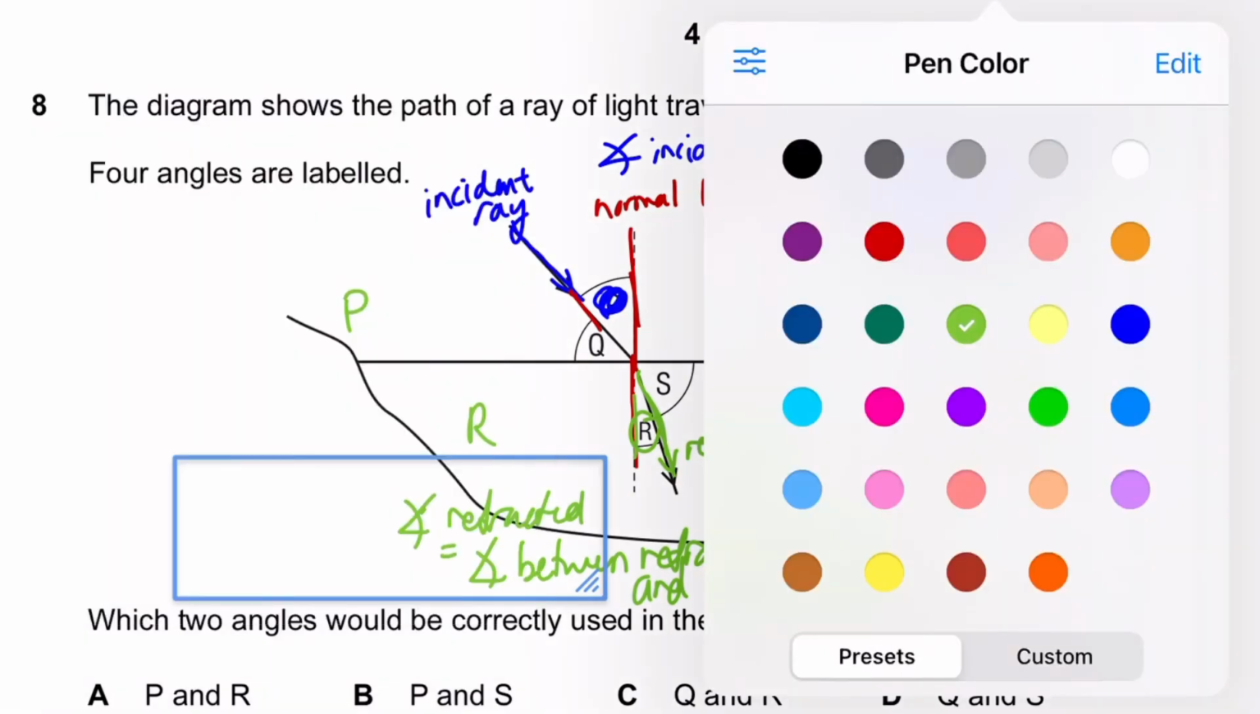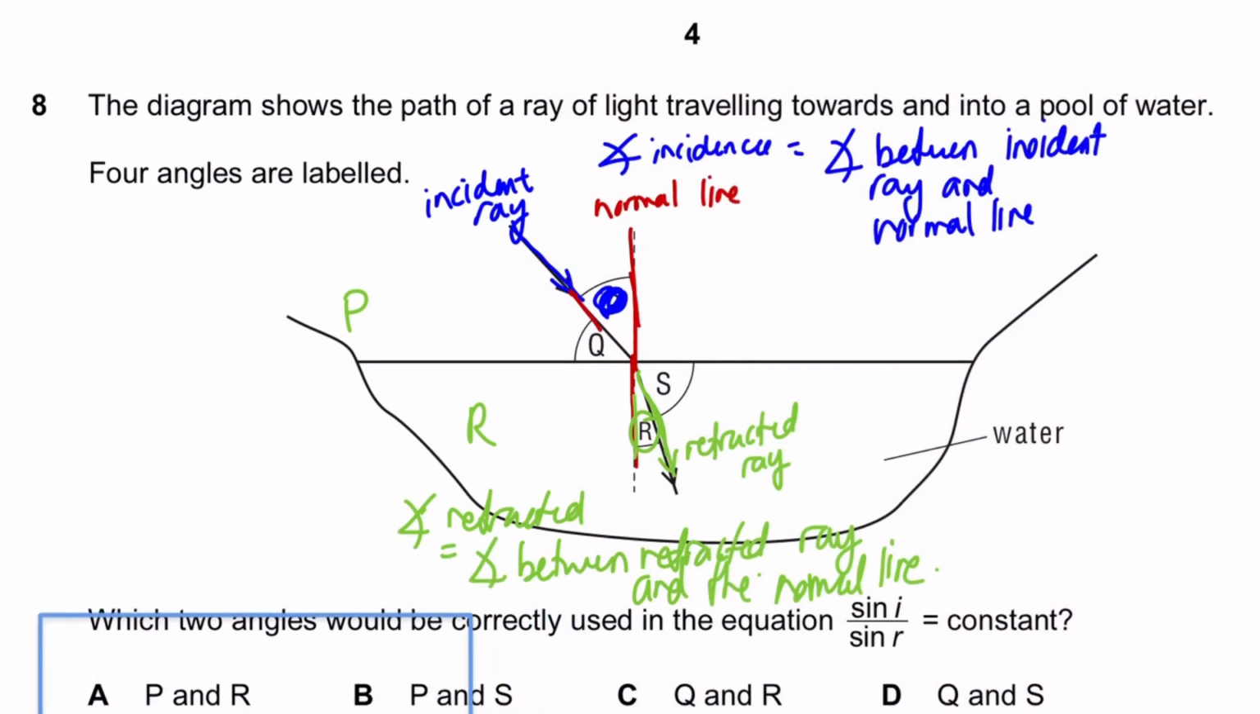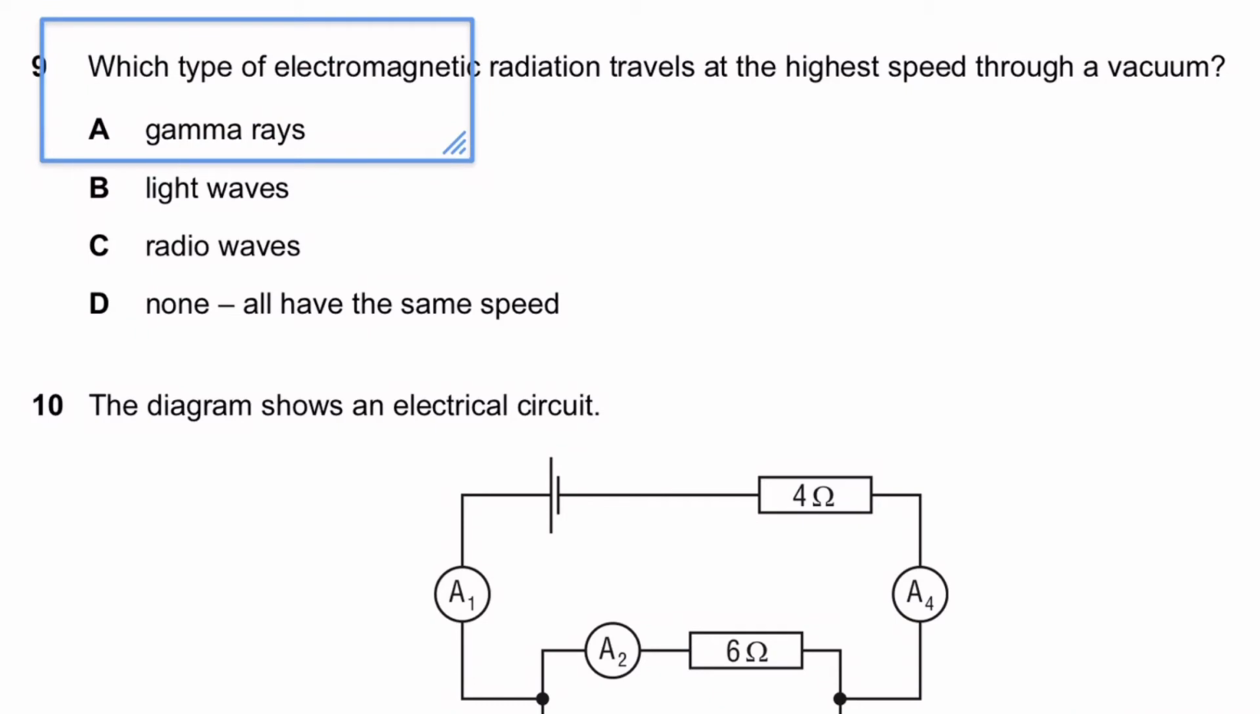Let me change the color first. Okay, so A, it is P and R, which is what we wanted. But let's just see the rest. The rest does not correspond to what we wanted, so A is the only answer. Alright, moving on to question 9. Which type of electromagnetic radiation travels at the highest speed through a vacuum?